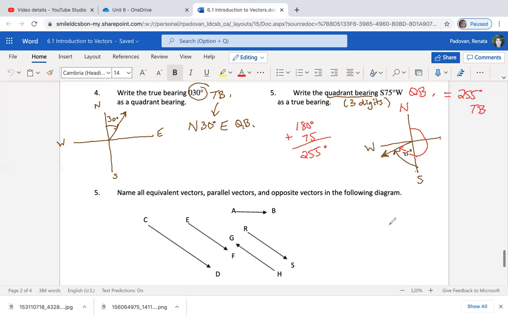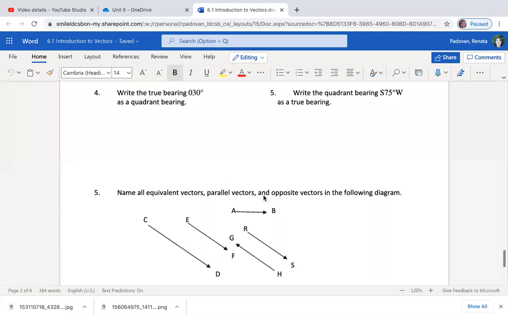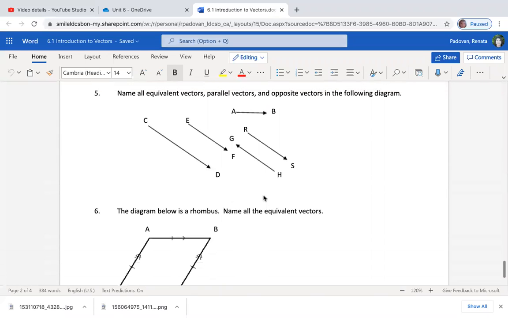Okay, so number 5, switching it up a little bit here for 5 and 6. Back to the second page. So we're talking about parallel vectors, opposite vectors, equivalent vectors, and getting practice with how to write those. So name all equivalent vectors, parallel vectors, and opposite vectors that are true using the following diagram.